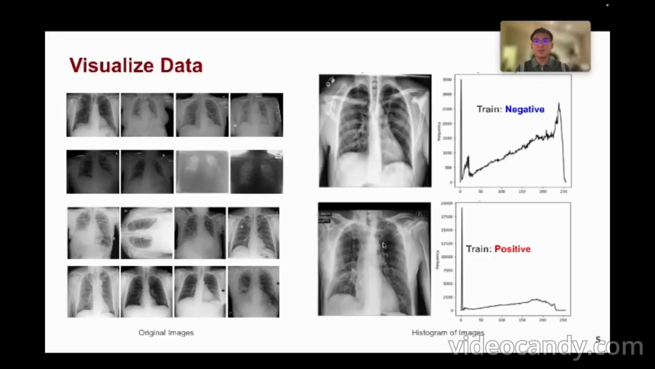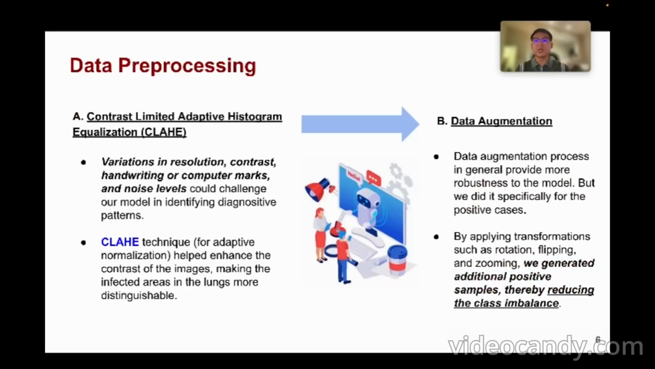This is Jinyu. We visualize original images from the datasets. We can see from the images and their histograms that they vary in brightness, contrast, shape, noise level, and orientation. So we need to prepare the data before training. The first technique we use is the color filter. It enhances the contrast of the images and makes the infected areas more distinguishable.